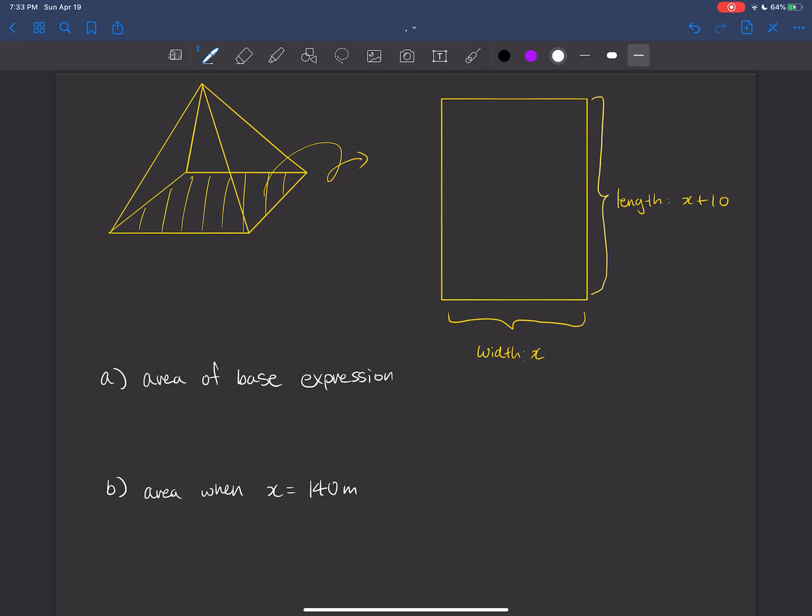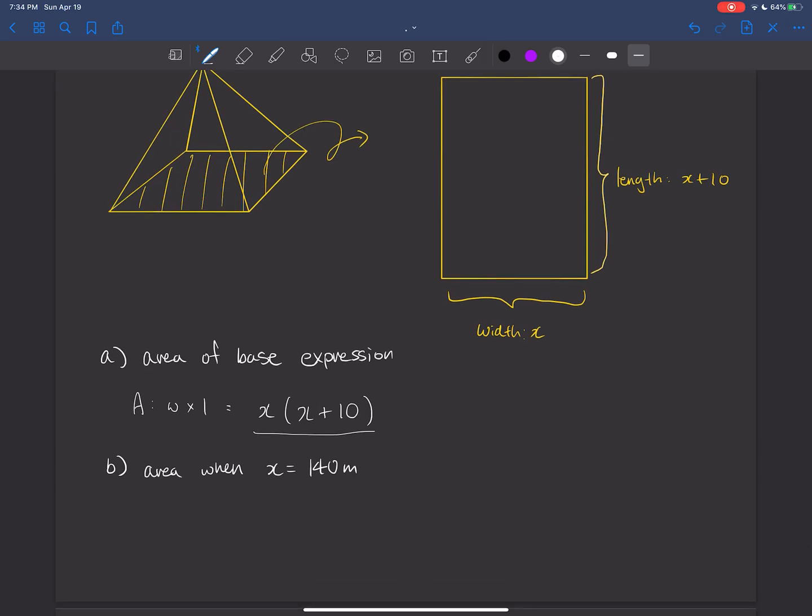So the area of a rectangle is width times length. And our width here is given by x. So x times the length is given by x plus 10. So 10 more than x. x plus 10. And that's it for part A.